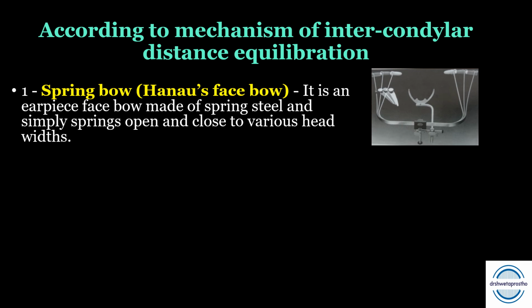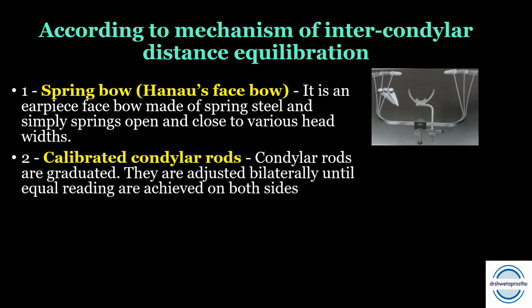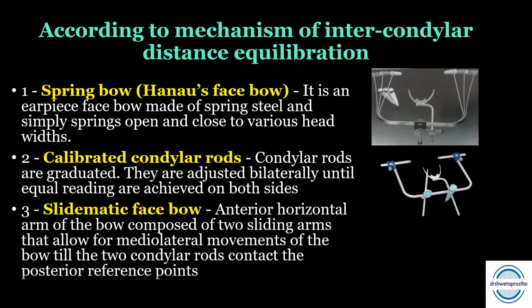Second is the calibrated condylar rods. In this, the condylar rods are graduated. There are measurements on it. They are to be adjusted bilaterally until equal readings are achieved on both the sides. Third is the slidomatic Facebow. In this, instead of the condylar rods, the anterior horizontal arms of the Facebow have two sliding arms which allow the mediolateral movements till the condylar rods contact the posterior reference points.